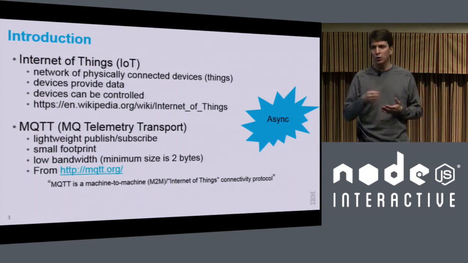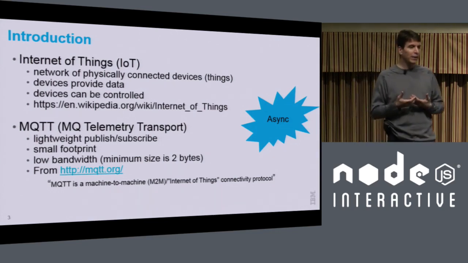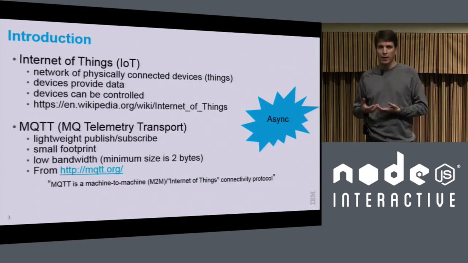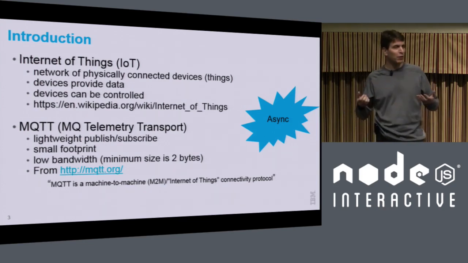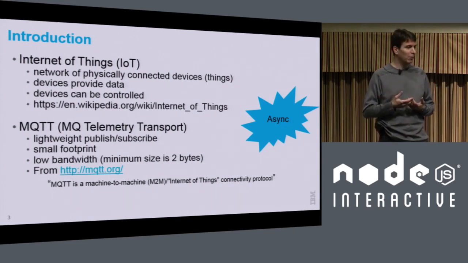MQTT is the MQ telemetry transport, and it's a nice lightweight publish and subscribe system where you can publish messages and consume messages as a client, and it makes it really easy to communicate between those devices. It's a really nice lightweight protocol. It has a very small footprint, so you can get it easily into small devices. I've heard things like you can have an MQTT implementation in something like 80K, so pretty small footprint.